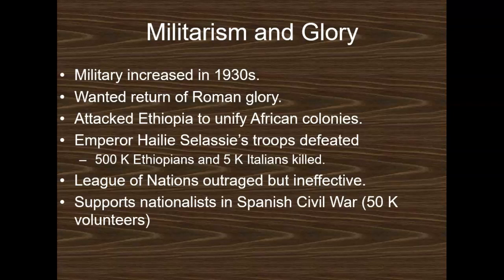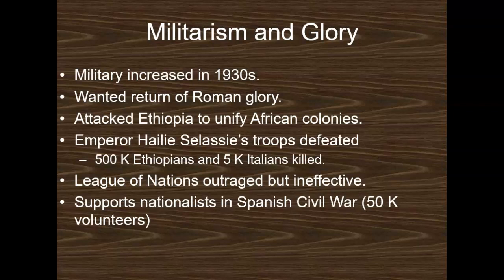In the late 1800s, there was an attempt to take over Ethiopia, or Abyssinia. You might remember when we were talking about new imperialism. Once again, the Italians attack Ethiopia in order to unify their African colonies. I'll show you a map here in just a second. The leader of Ethiopia, or Abyssinia at this point in time, was an emperor by the name of Haile Selassie, and his troops were defeated by the Italians.